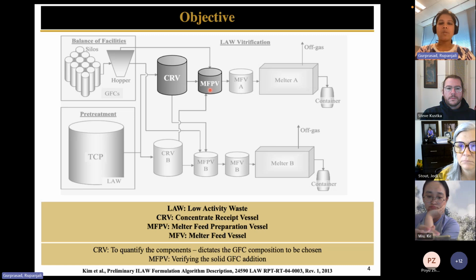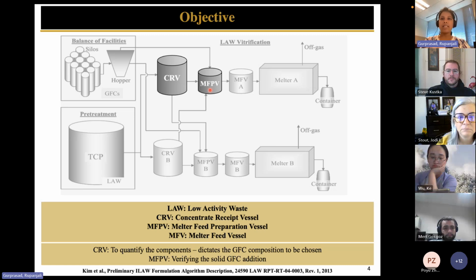So currently such compositional analysis is planned to be done in an offline setup through an approach called grab sampling. What grab sampling means is essentially somebody is going to go physically into the system, grab a scoop of that sample and send it to the lab for analysis. So there are some concerns with that approach.